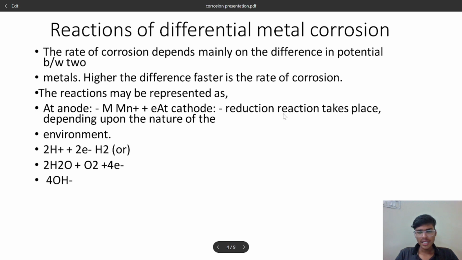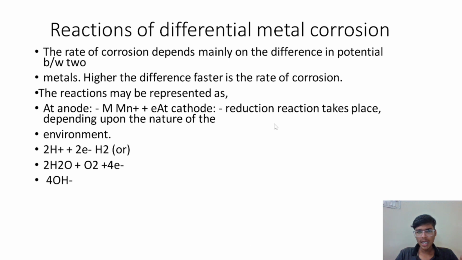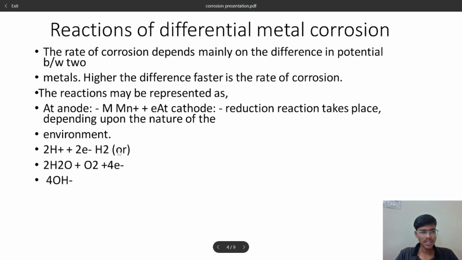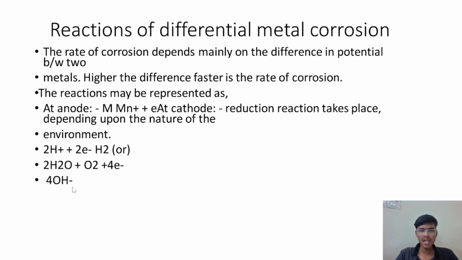At the cathode, a reduction reaction takes place. It means the metal ion is converted into its metal atom by accepting electrons, depending upon the nature of the environment. For example, 2 moles of H+ ions combine with 2 electrons to give a hydrogen molecule, H2. Or another example is 2 moles of water molecules combining with 1 mole of oxygen plus 4 moles of electrons to give 4 moles of hydroxyl ions, OH-. These are the reactions representing differential metal corrosion.